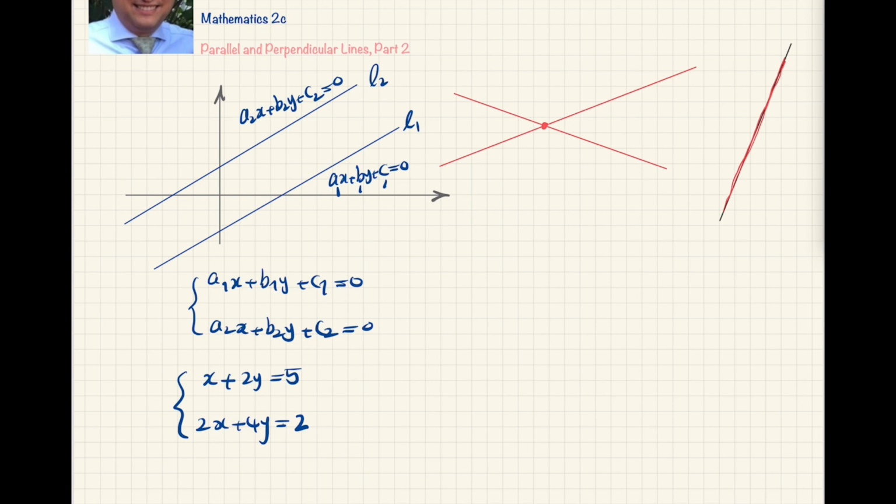But in this lesson, I want you to learn the connection between solving this system and drawing the graphs of these equations. You draw the graph of these equations, which are lines. There are three possibilities going on.